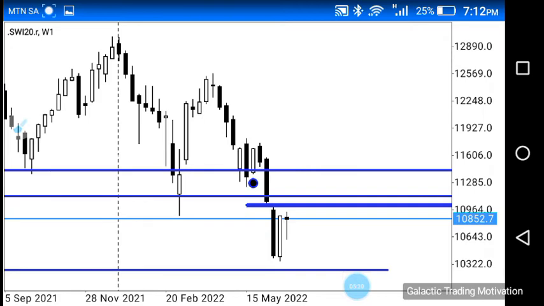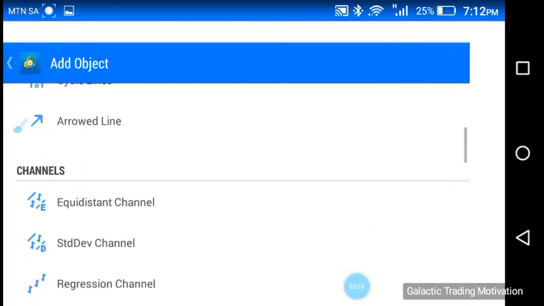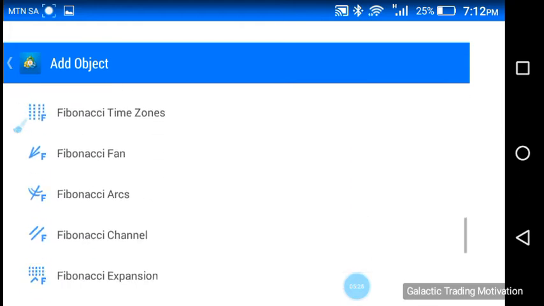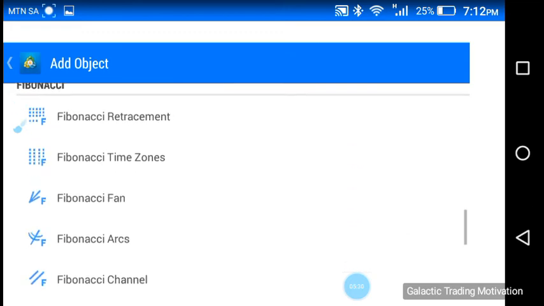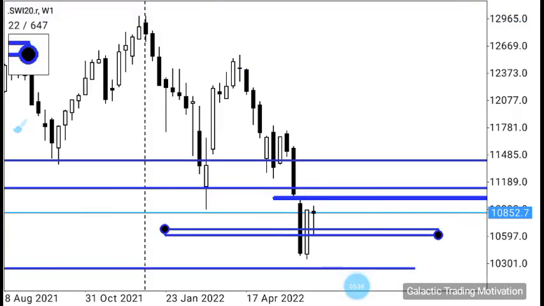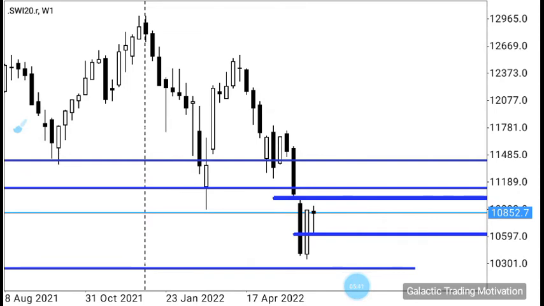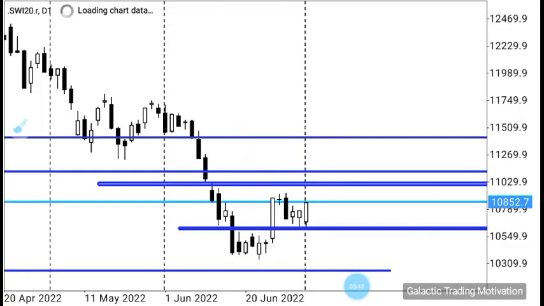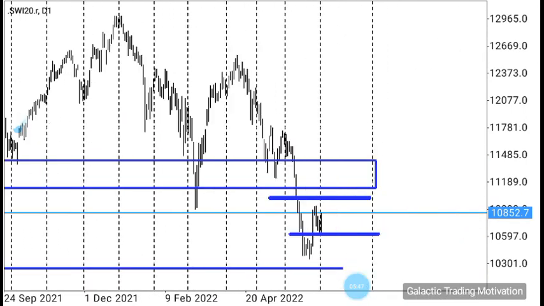Okay, there we go. Now we can head down to the daily chart. So here we are on the daily chart. The first thing that I'm going to do on the daily chart is just add my channels.